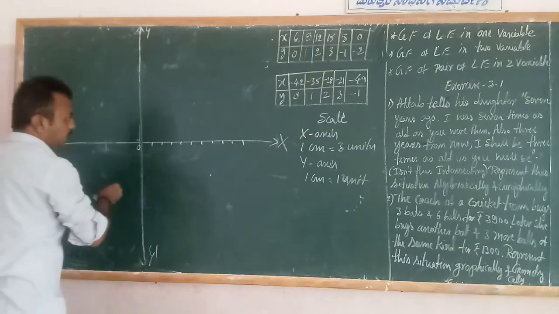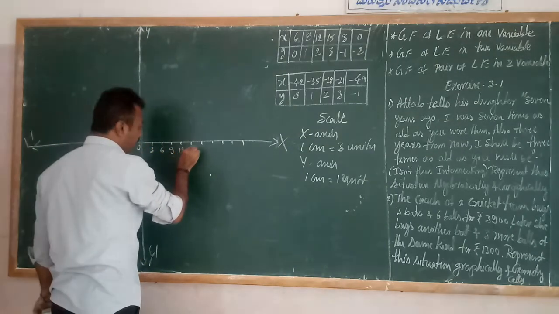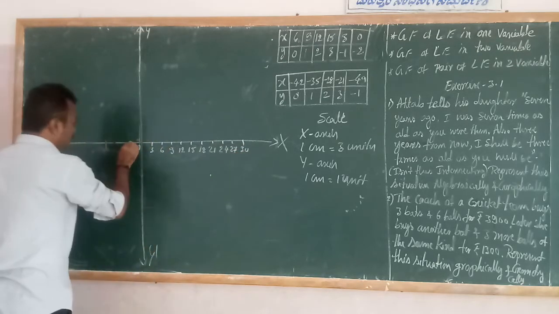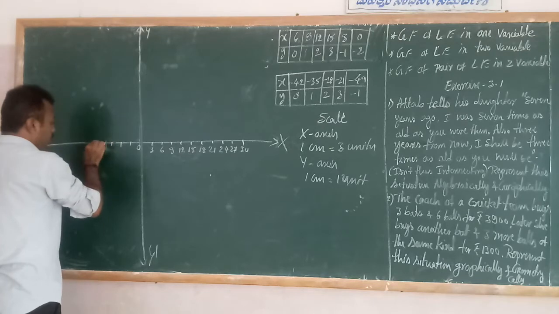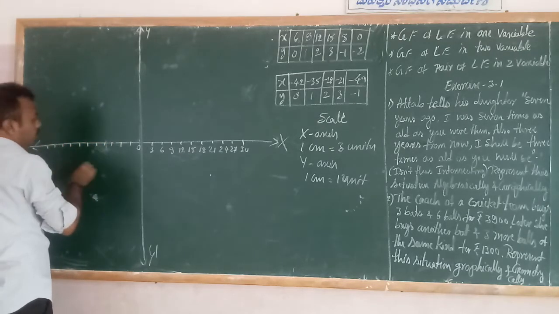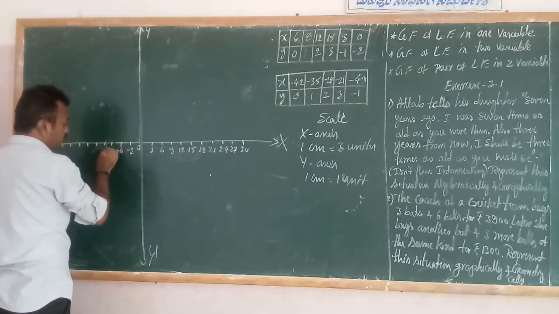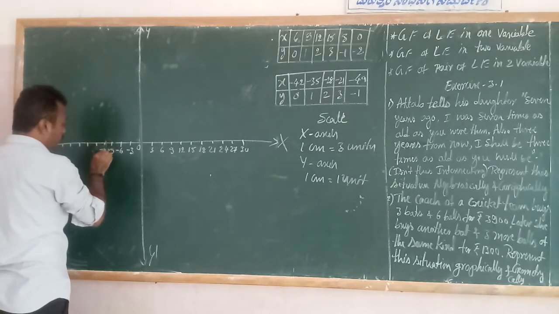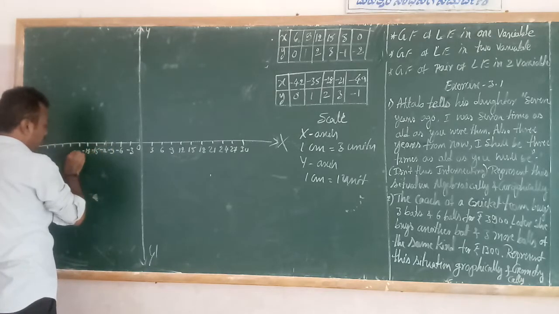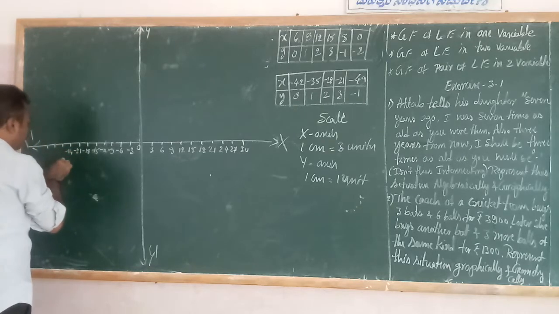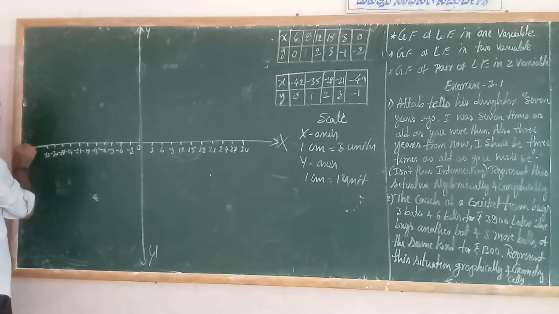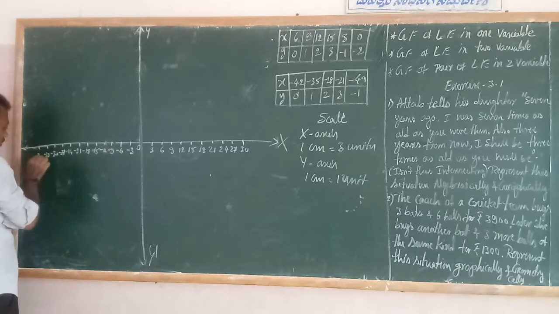Now this is x: 3, 6, 9, 12, 15, 18, 21, 24, 27, 30 and so on. Here 1, 2, 3, 4. Each dot carries 1 centimeter on the negative side. So minus 3, minus 6, minus 9, minus 12, minus 15, minus 18, minus 21, minus 24, minus 27, minus 30, minus 33, minus 36, minus 39 and minus 42.